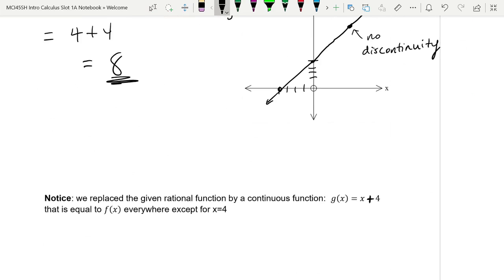Okay, fix that. That's a mistake. That should say plus 4. So we replaced the given function with its equivalent function when we used an algebra method on it. And the algebra method we used here was factoring.